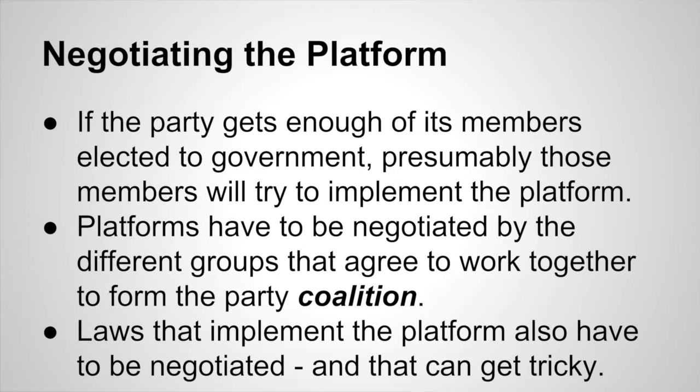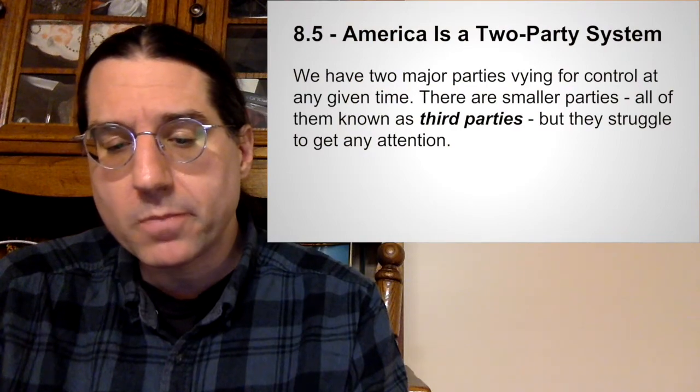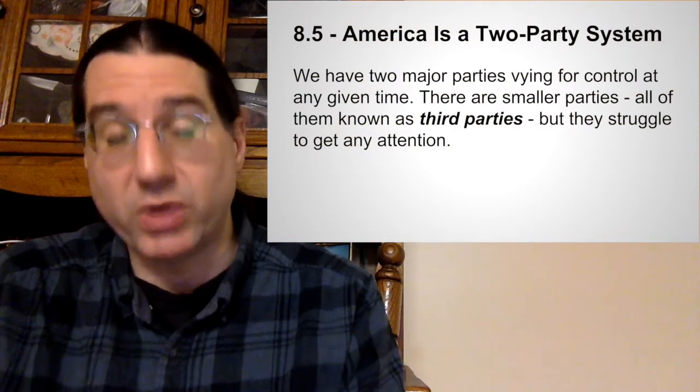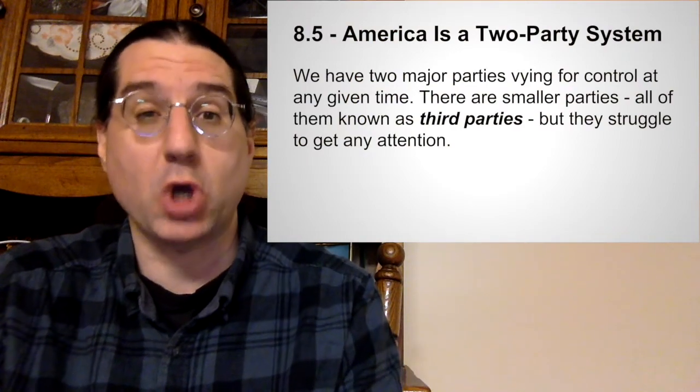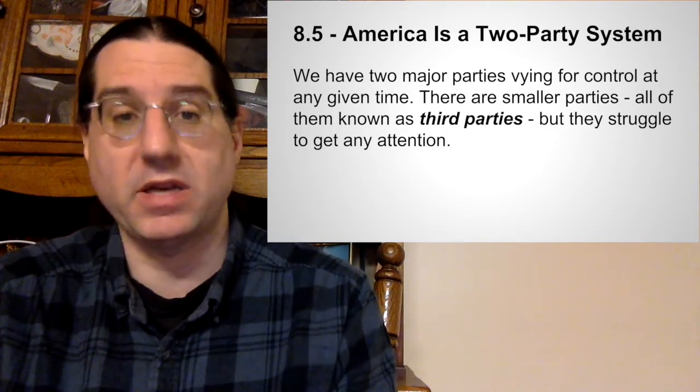Not only does a coalition have to negotiate what's in the platform, but then when they try and implement the platform, they have to negotiate the laws as well, and that can get complicated. So again, it's really complicated in the United States because we usually only have two major parties at any given time.